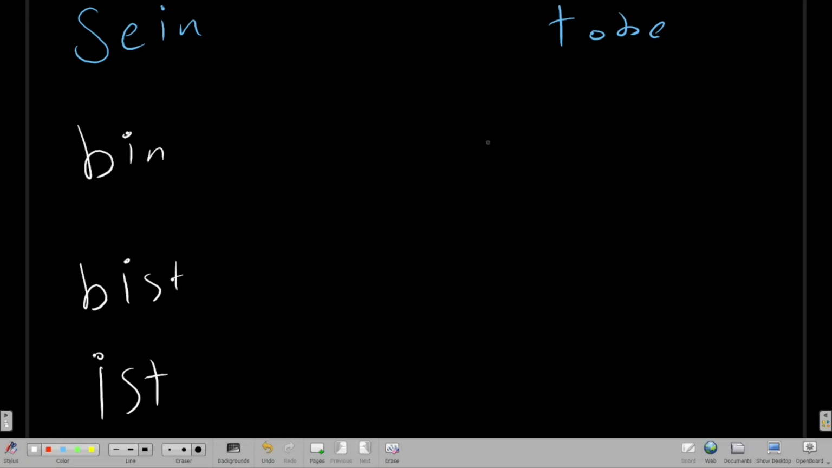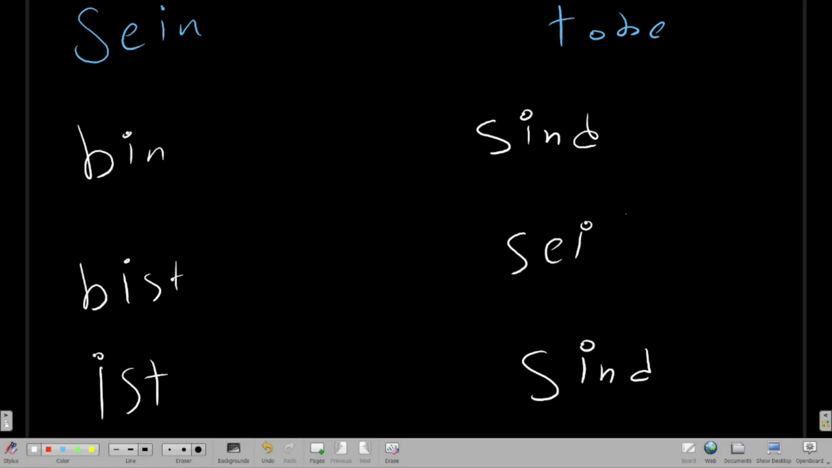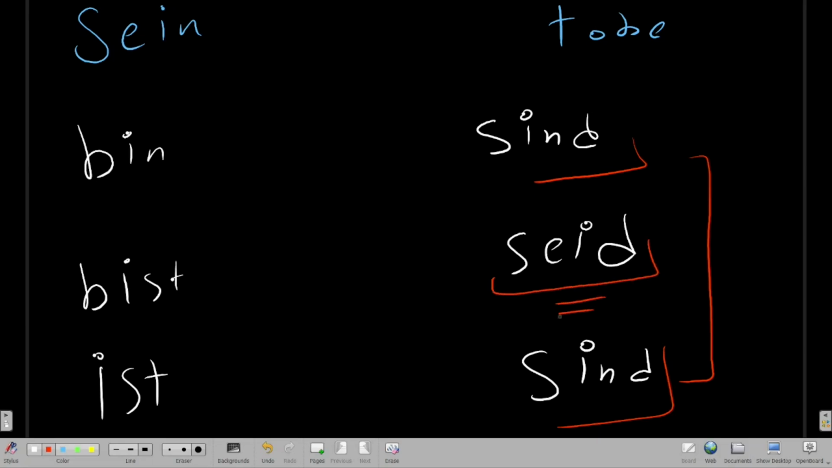Moving on to the plural ones. Wir sind. Here also it's sind. But here we got seid. Isn't that cool? What do we see here? The similarity for these two, the pattern of the I, the resemblance of the B in these two, and the I at the beginning in these ones. Okay. What about the past tense?